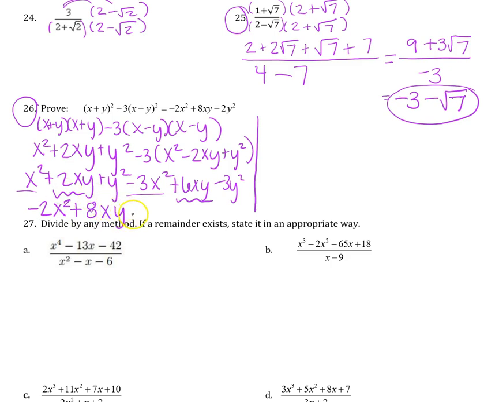And then lastly, I get minus 2y squared. So you'll notice that this ended up equaling this. So what I'm going to do is just rewrite this down here below. So I have negative 2x squared plus 8xy minus 2y squared. So this one happened to already be really simplified nicely for you. Probably it won't always be that way. I may have to simplify this to get it to the same thing.